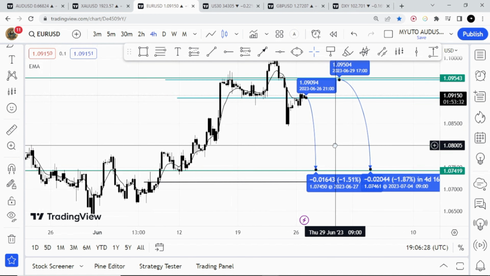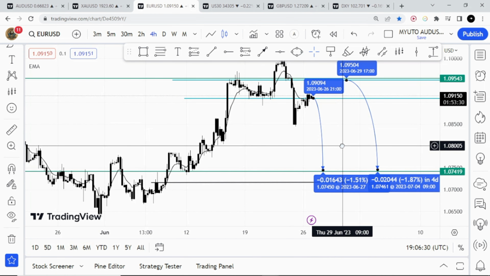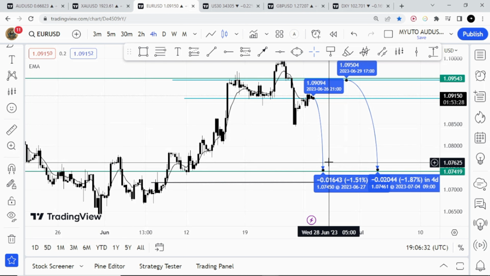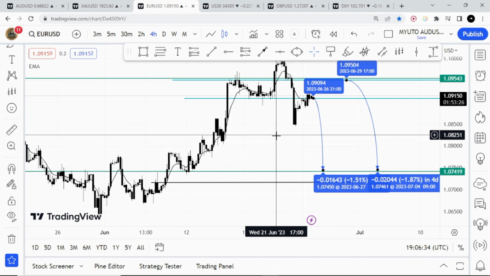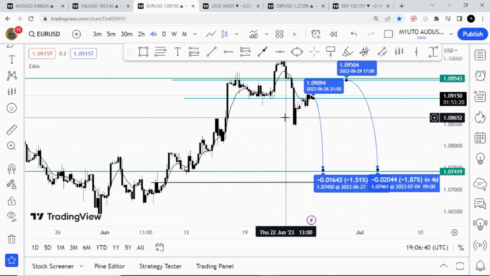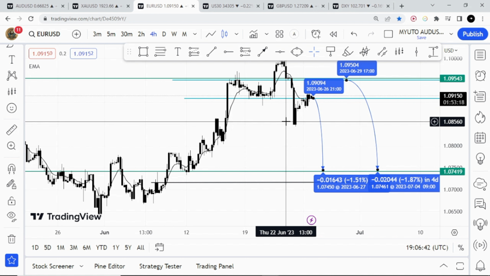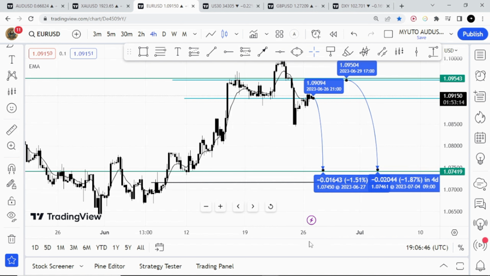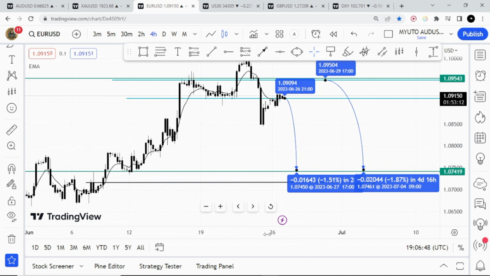I'll make sure to update you guys in the Telegram channel. So this is the move I'm expecting on EURUSD. I am waiting for price to give me clear signals, and then I will execute the trade. When I execute a trade, I will make sure to post it in the Telegram channel. From EURUSD, we head over to US30.